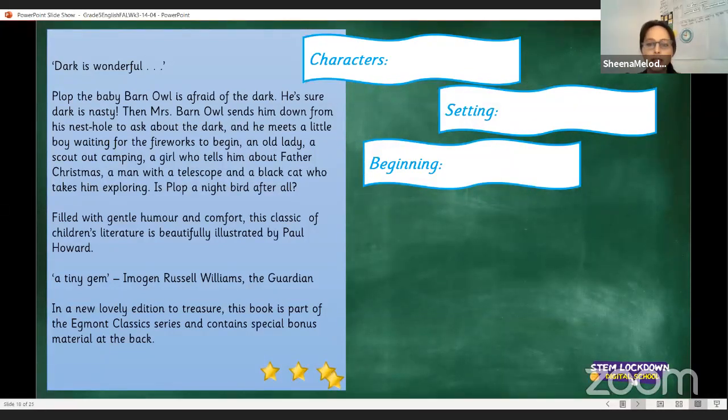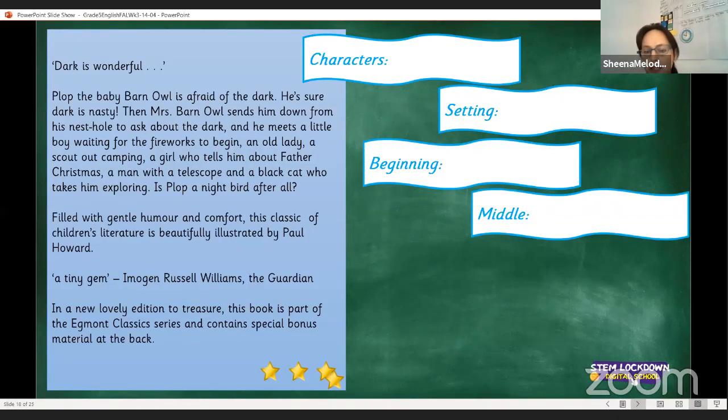Okay, so in the beginning, the owl was born and he's scared of the dark. Very, very good. What else happened in the beginning? Okay, so we know that he's scared of the dark. What do you think happened in the middle of the story? Now we know he's scared of the dark. What happened then? Yes, okay, good. Meet some friends. Well done.